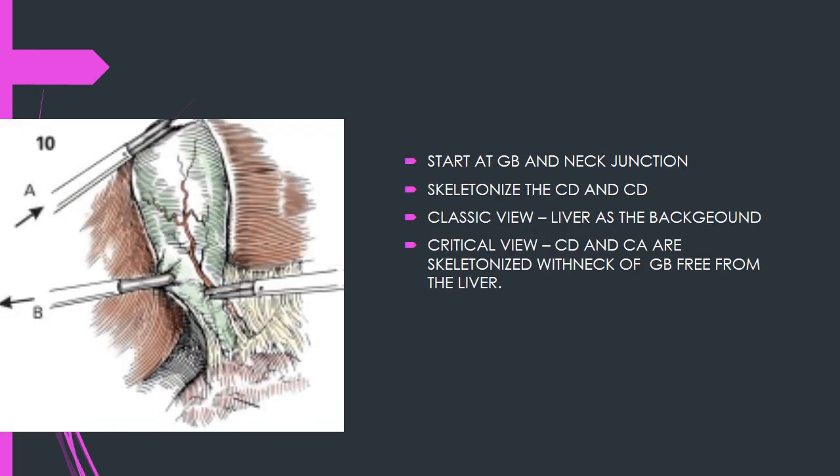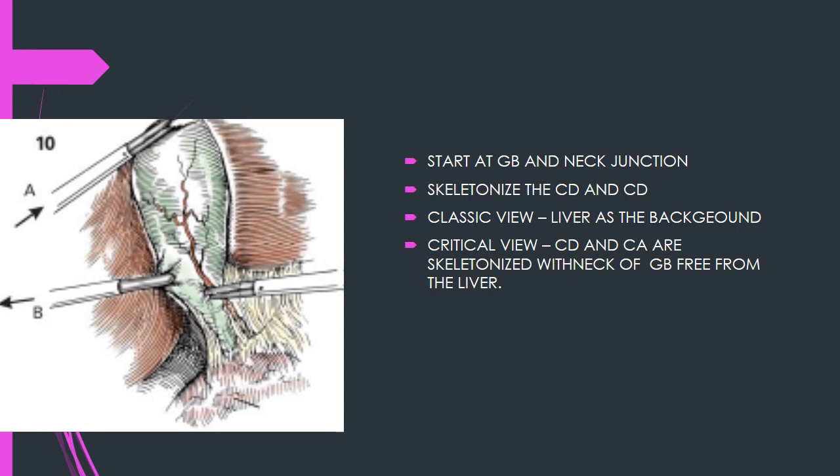Proceed with your dissection starting from the junction of the gallbladder and the cystic duct. Keep going downwards till you have skeletonized a good portion of the cystic duct. Once you have done so, you have the peritoneum which is in between the cystic duct and the liver bed. Open up this area to completely skeletonize the cystic duct and the blood vessel.